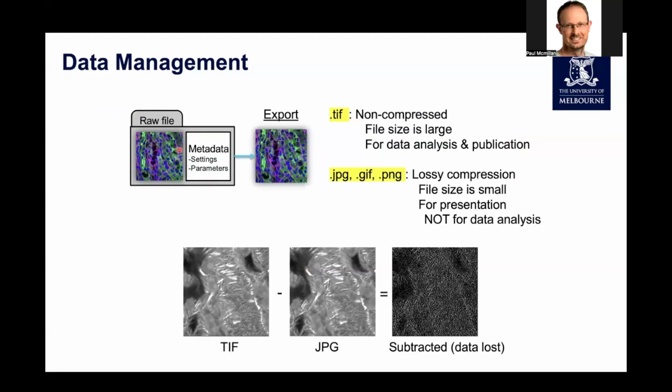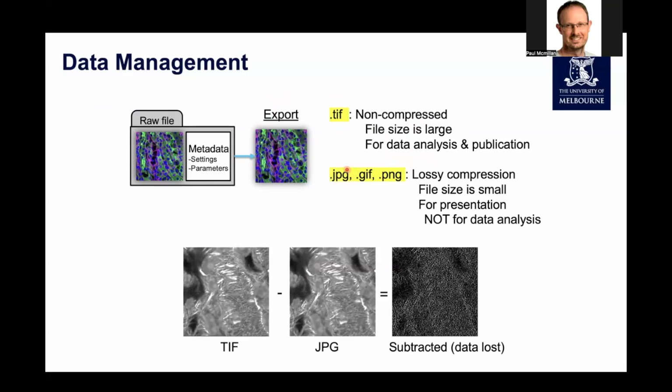Once you've got your raw file, if you do want to convert it to something a little bit more manageable, then if you are going to export it, we suggest that you do it into a .tiff file. This is what we call a lossless compression, so we're not losing any information. The file size is large. It should be used for data analysis and publication.